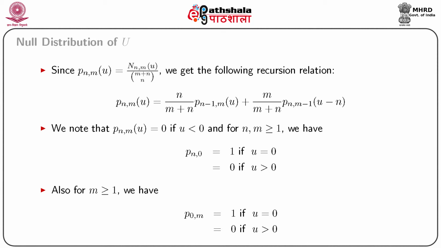Suppose n greater than or equal to 1 and m equal to 0. Then we have only x observations and hence P_{n,0}(u) equal to 1 if u equal to 0 and equal to 0 if u is greater than 0. Similarly, we have for every m greater than or equal to 1, P_{0,m}(u) equal to 1 if u equal to 0 and P_{0,m}(u) equal to 0 if u exceeds 0. For small values of m and n, one can easily compute the distribution of U.